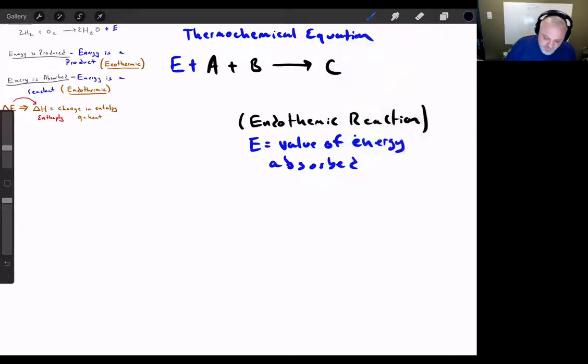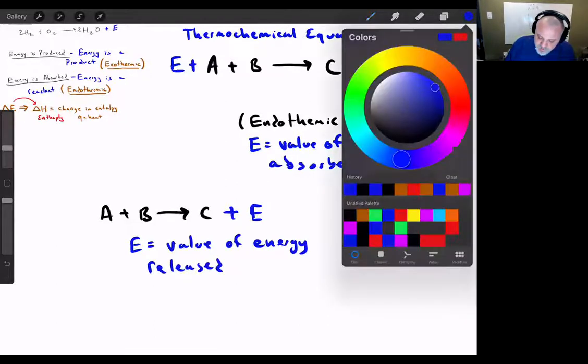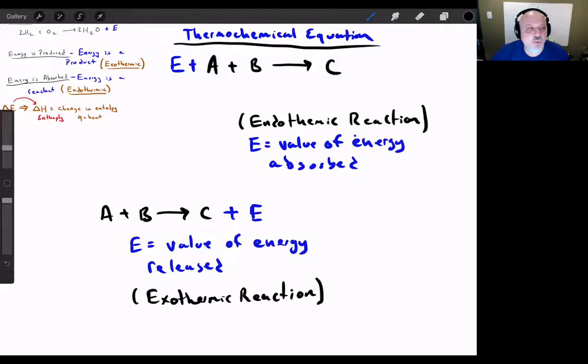If I do the same thing with an exothermic reaction, then I would put E here, and E is the value of energy released. Right? And so this one would be for an exothermic reaction. So we're talking about thermochemical equations. This is one way to write a thermochemical equation.